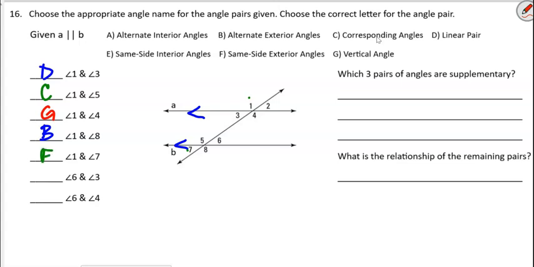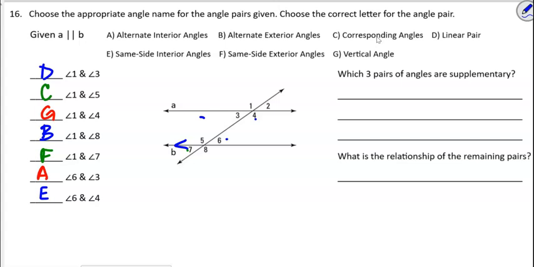Then we've got 6 and 3. 6 and 3 right there. Alternate sides of the transversal inside the parallel lines. So these are alternate interior. And then 6 and 4. 6 and 4 are same side interior, aren't they? So same side interior, inside the parallel lines on the same side of the transversal.